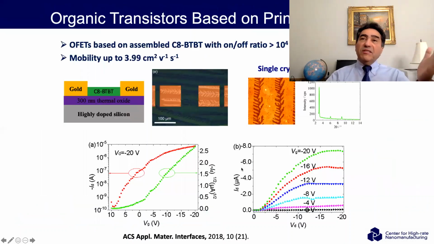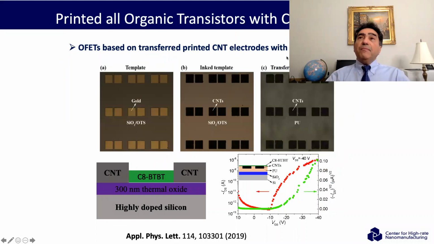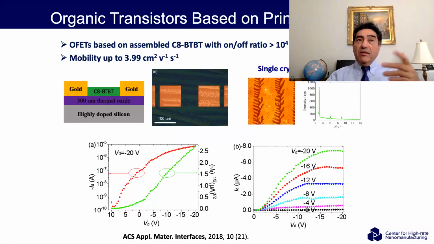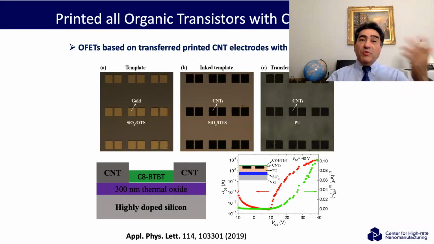So I'm going to give you just quick examples. This is a printed organic transistor, and when we print the organic transistor, we saw that it is a single crystal, and its on-off ratio is about 10 to the 4th, which is not bad for an organic transistor. Then we said, what if we forget about the gold here and use carbon nanotubes as the electrodes? So we did that, and these are transferred.